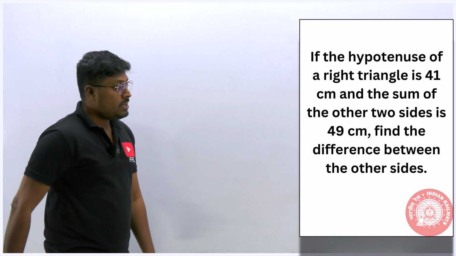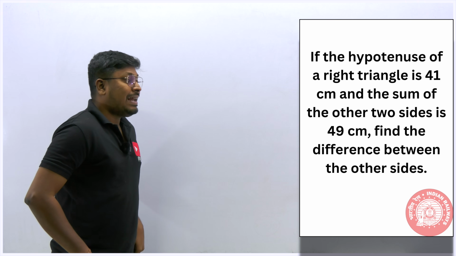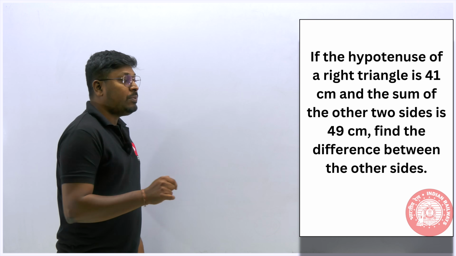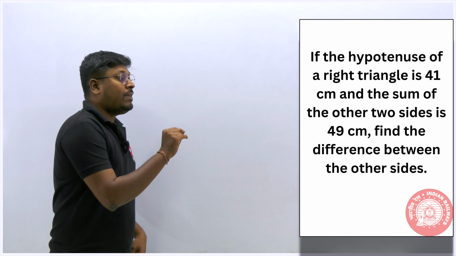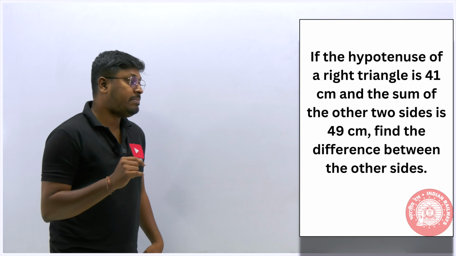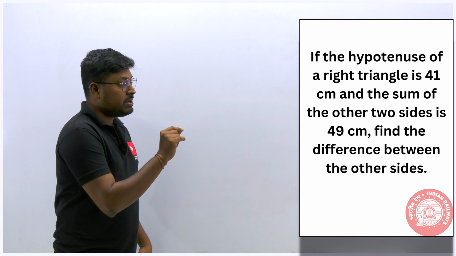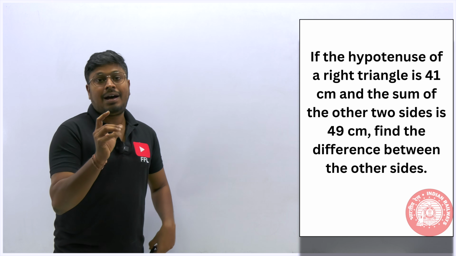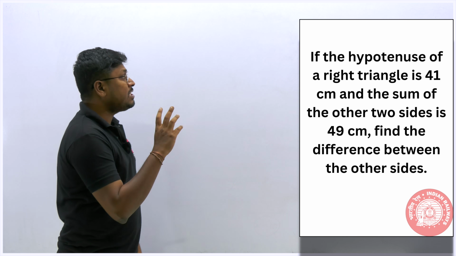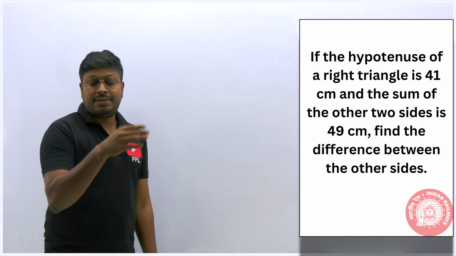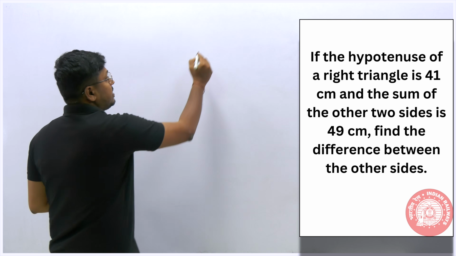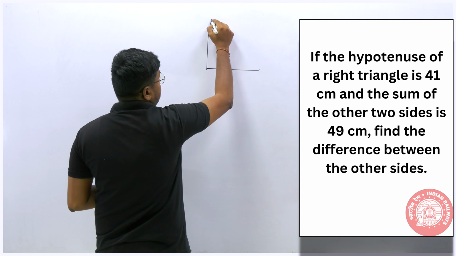So next question. If the hypotenuse of a right angle triangle is 41 centimeter and the sum of the other two sides is 49 centimeter, find the difference between the other sides. Okay. So our target is to find the difference between the two sides, because if it is a right angle triangle, we have 3 sides, right? So let's take this a right angle triangle.